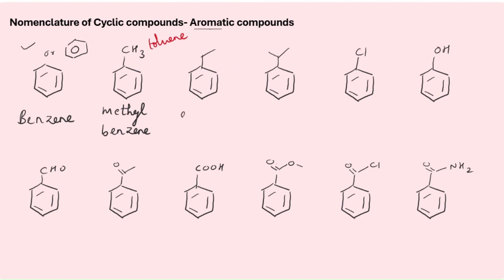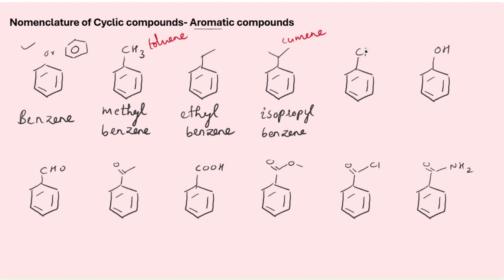The substituent here is ethyl. Therefore, you are going to call this ethyl benzene. The next molecule is having isopropyl as a substituent. Therefore, you can call this isopropyl benzene, which is also known as cumene. It's popularly known as cumene.